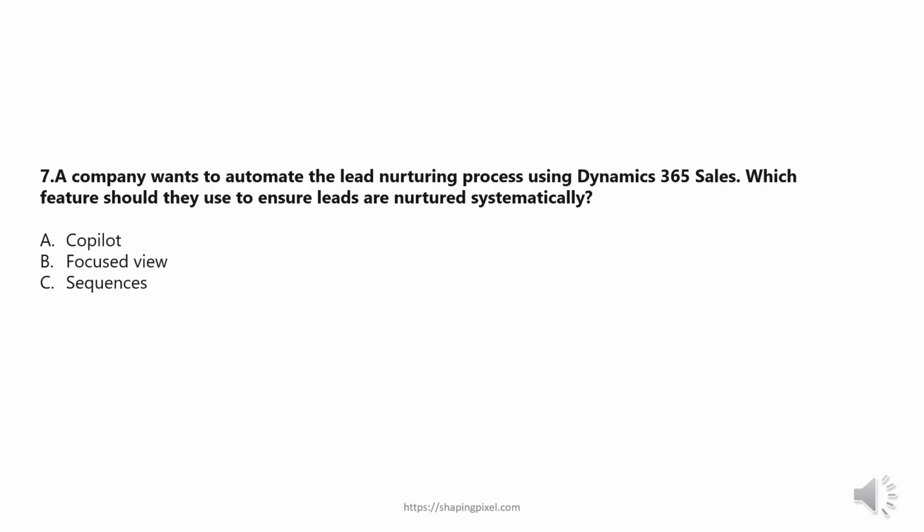A company wants to automate the lead nurturing process using Dynamics 365 Sales. Which feature should they use to ensure leads are nurtured systematically? Copilot, Focused View, Sequences. Correct answer is option C.